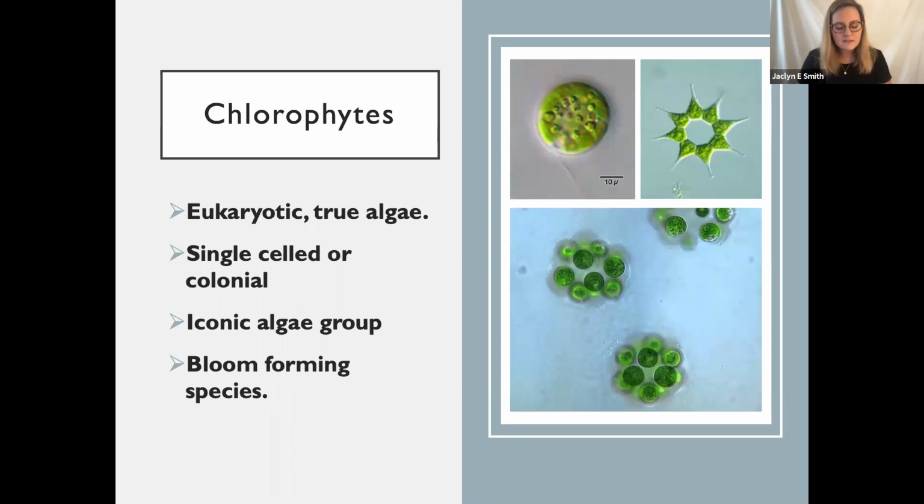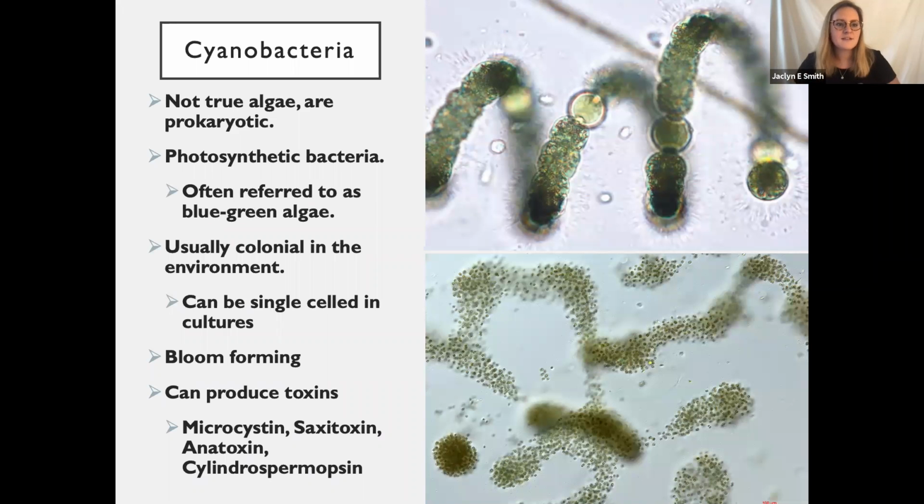So the chlorophytes, this is probably the most iconic group. When you say algae, this is what people think of. They are eukaryotic, they're true algae. They can be either single-celled or colonial. And these species are even capable of forming blooms, similar to the ones I'm going to talk about next, which are cyanobacteria.